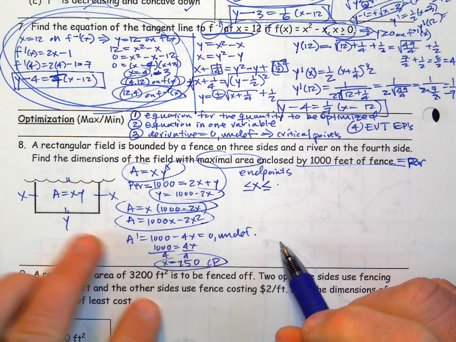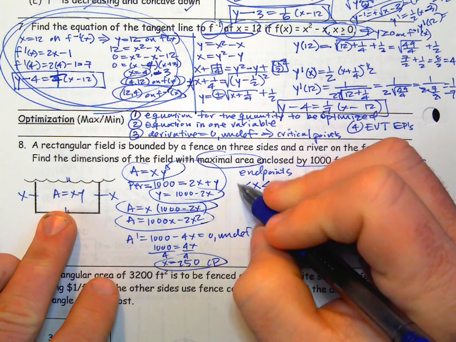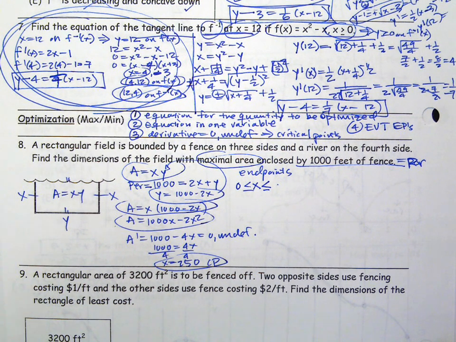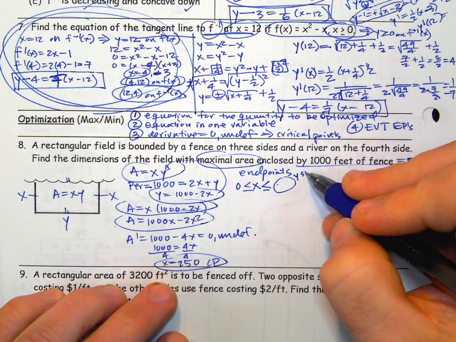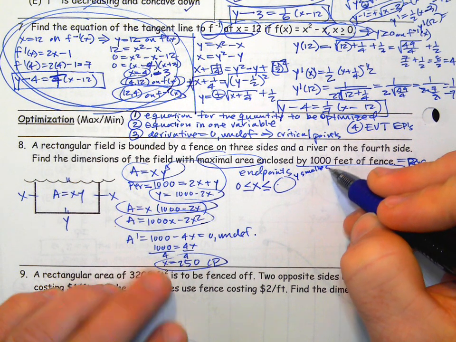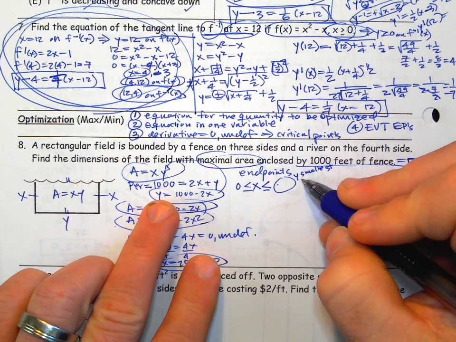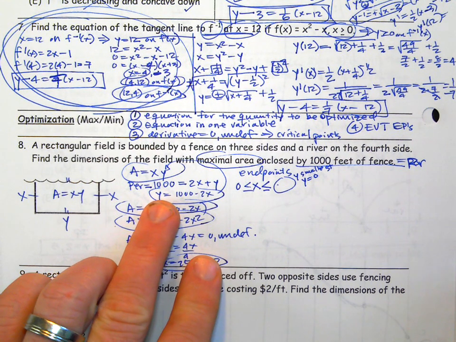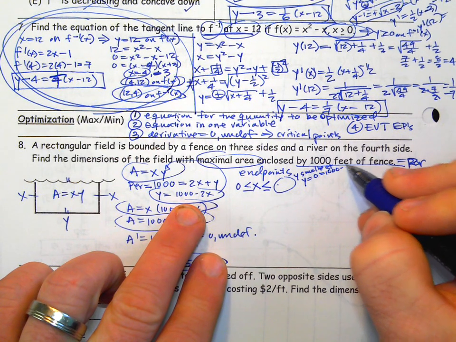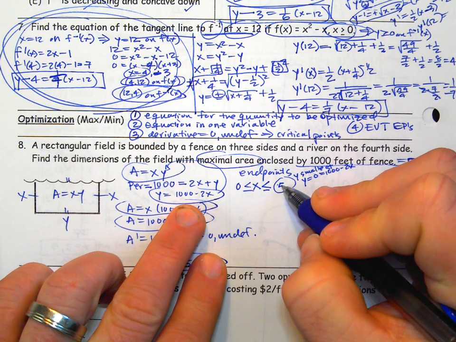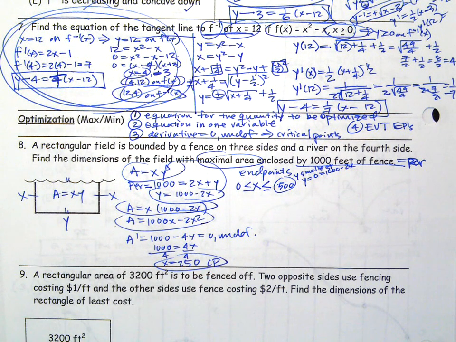What's the smallest x could be realistically? 0, right? You could just have no fence there. What's the biggest x could be? Well, the biggest x could be is usually when y is the smallest because they work together to give you the perimeter. So the smallest y could be, I think, is easier to determine in your head. It's 0. So then you set it equal here, and then you get x is 500. So when y is 0, the less you use for y, the more you have for x. So those are your endpoints.